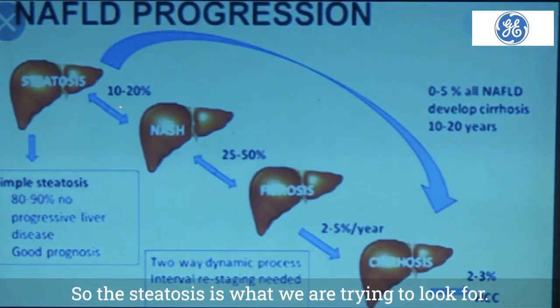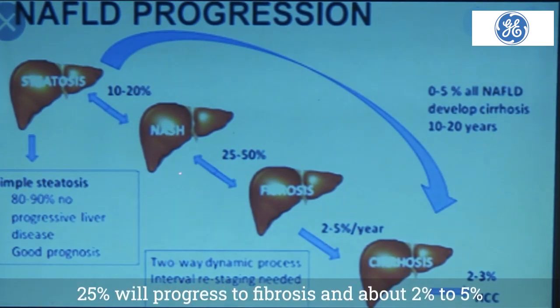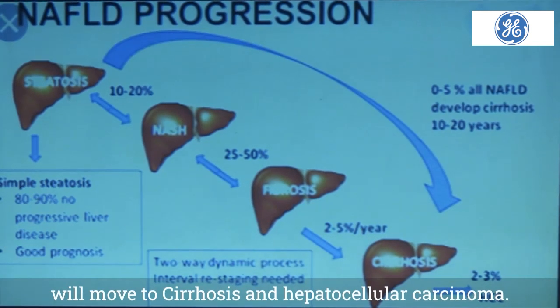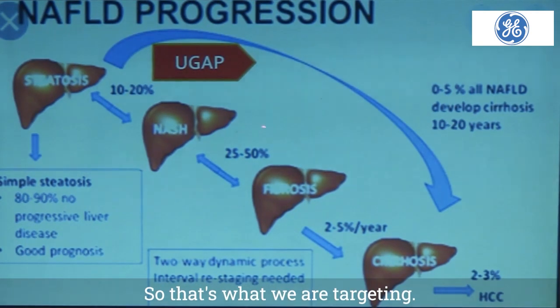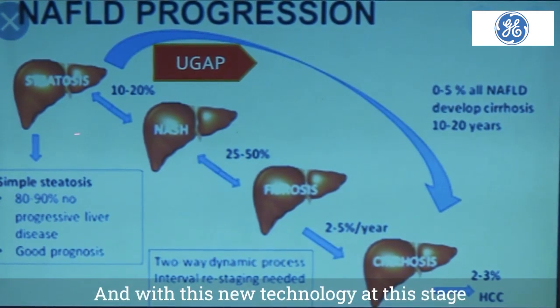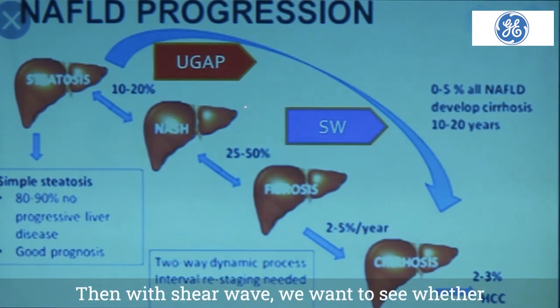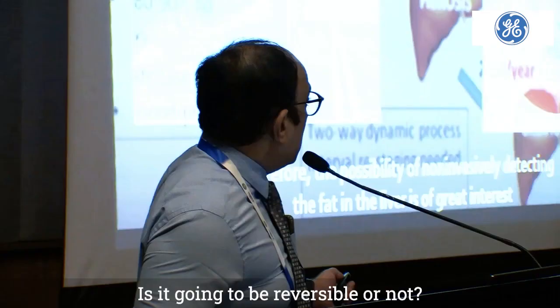So the steatosis is what we are trying to look for. 10 to 20% of them will progress to NASH, 25% will progress to fibrosis, and about 2 to 5% will move to cirrhosis and hepatocellular carcinoma. So that's what we are targeting, and with this new technology, at this stage, we want to prevent steatosis converting to NASH. Then with shear wave, we want to see whether NASH is really causing potential problem of fibrosis. Is it going to be reversible or not?